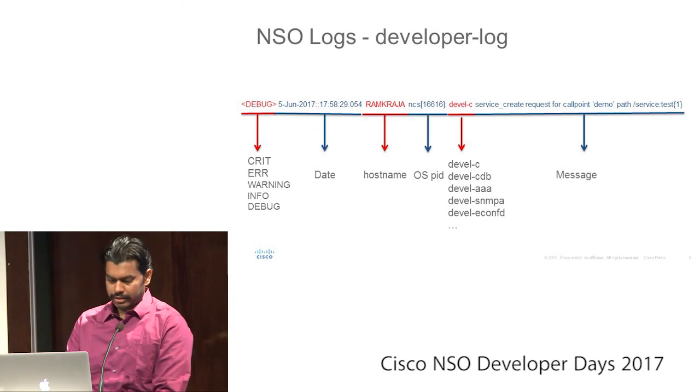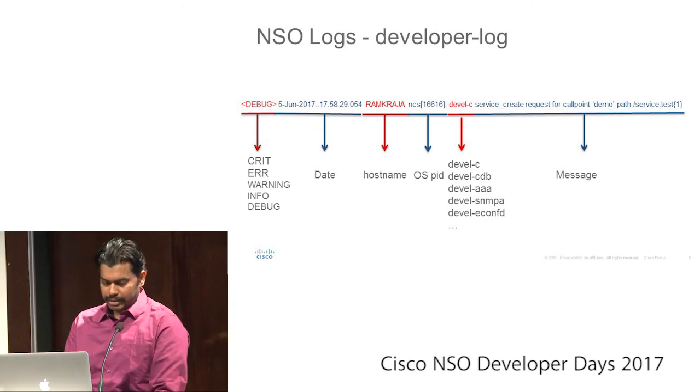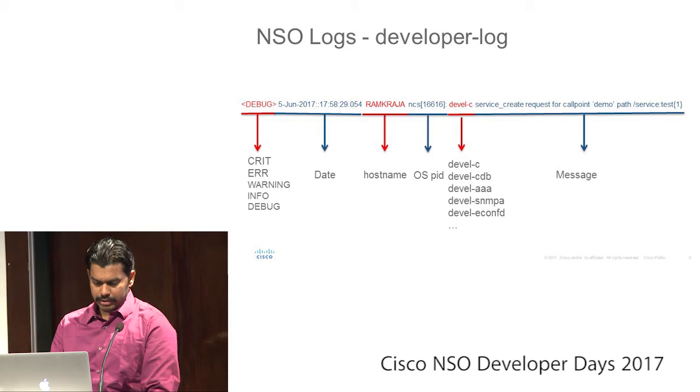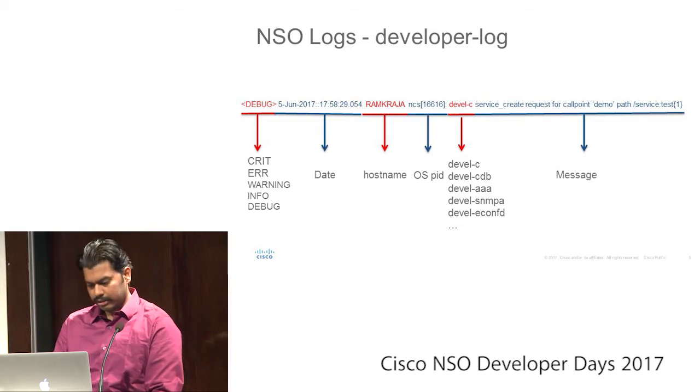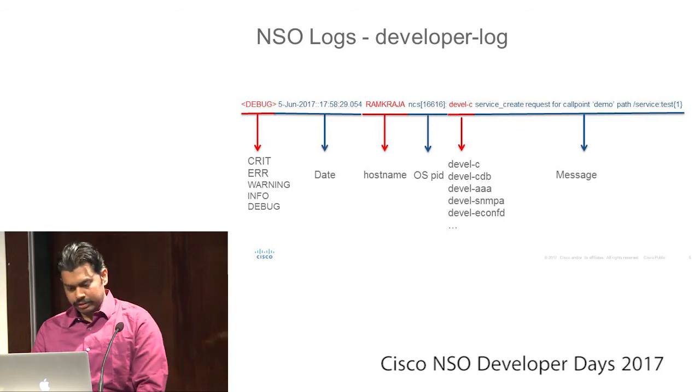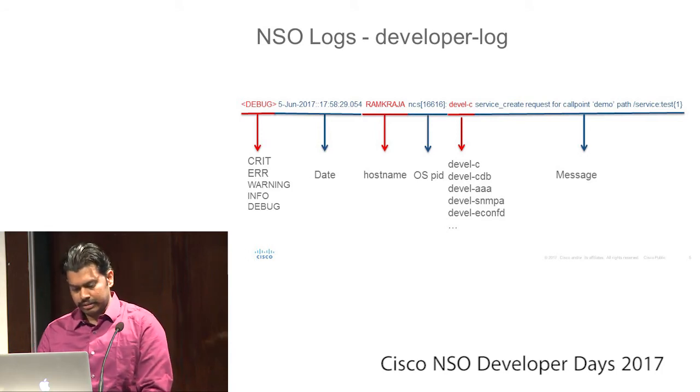Most of the logs are in more or less the same format. So here, first, starting with the trace level or log level, this can be one of these things depending on what you set in the developer log level in ncs.conf. So if you set error, only crit and error level logs are logged in the developer log. And if you set info, everything until info is logged. And if you set debug, everything is logged.